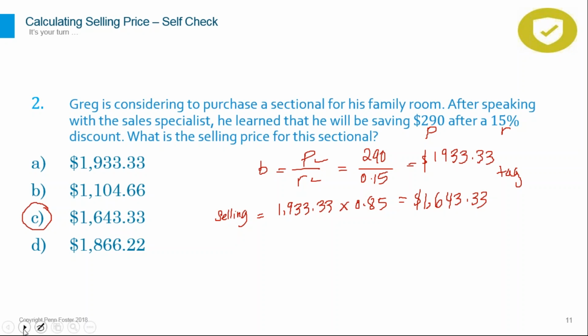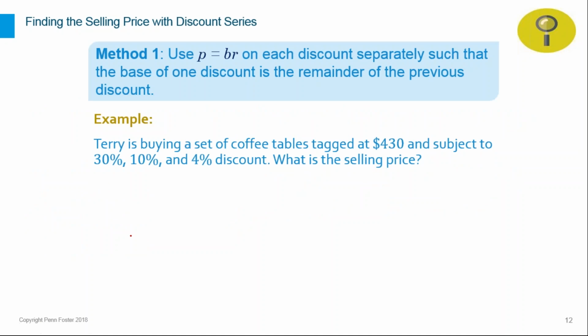Let's move on. Okay, so now what about if you are purchasing an item and you have more than one discount offered? Sometimes when you go shopping or go to a department store and you're buying an expensive dress, it may be tagged 75% off or 50% off, and then maybe you have a coupon for another 15% off. How would you calculate that?